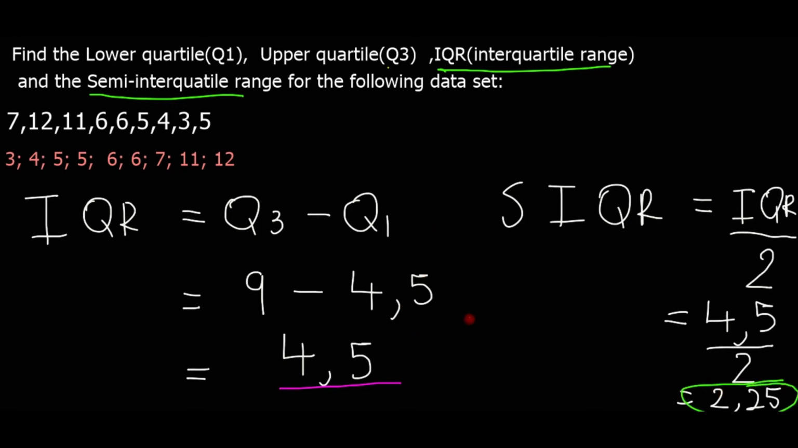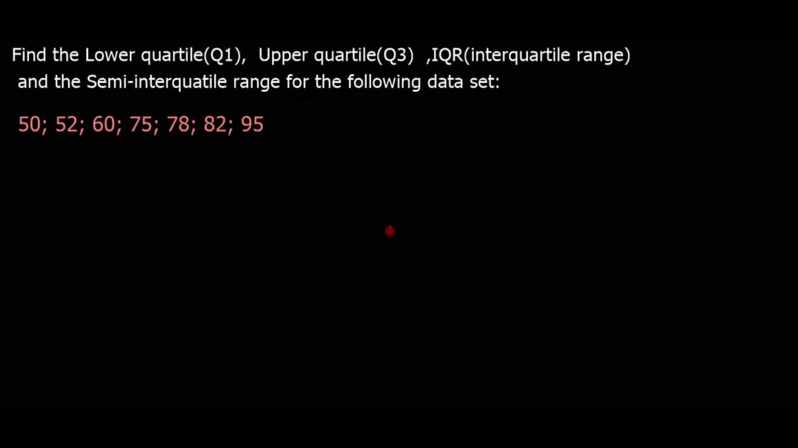So let's look at other examples. In this example we have this data: 50, 52, 60, 75, 78, 82 and 95. We can see that this data is in ascending order, so there is no need to rearrange. So now let's find Q1.